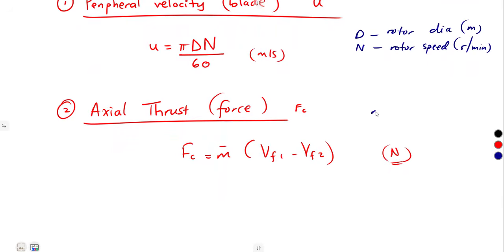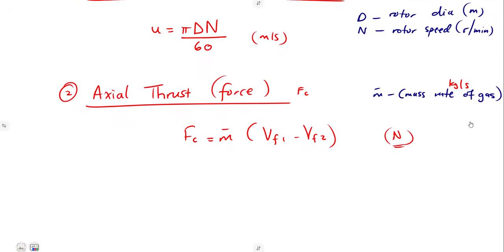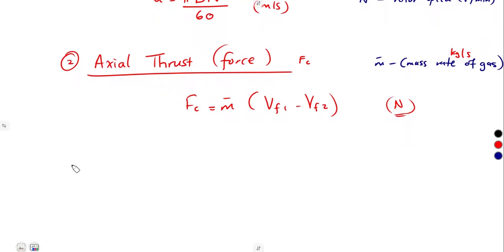M is simply for the mass. All right, so that is the mass rate that we're given of gas. So this one is simply the mass flow rate of what? Mass rate of gas. So definitely it's going to be kilograms per second in order for us to obtain the newton. So this must be in kilograms per second, whilst these velocities are in meters per second, we are going to obtain the axial thrust or the axial force from there.